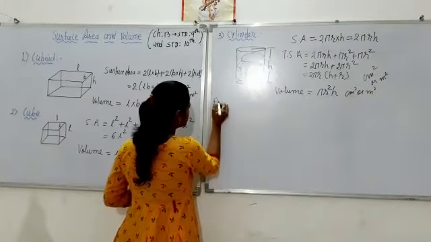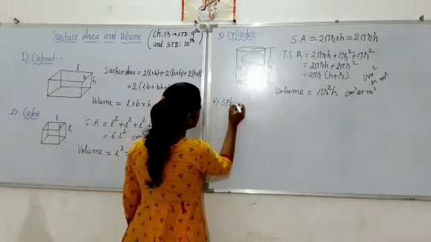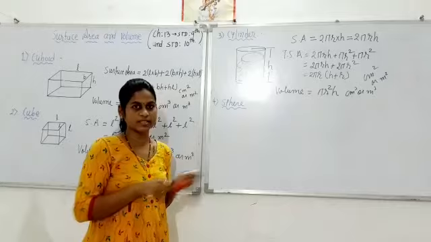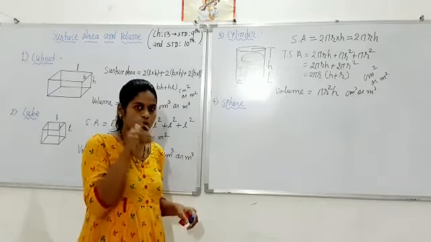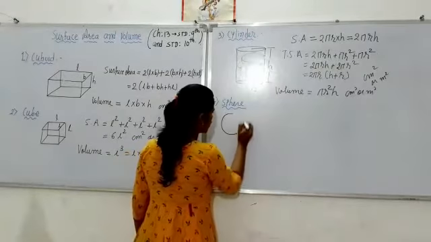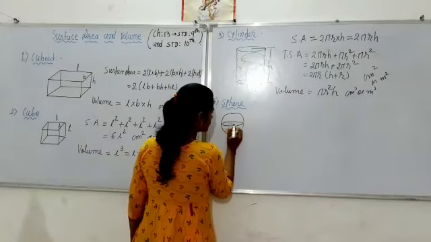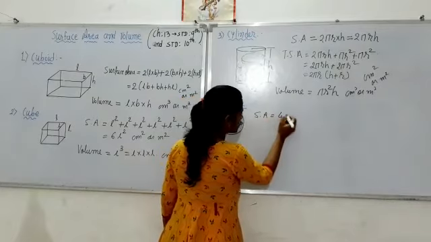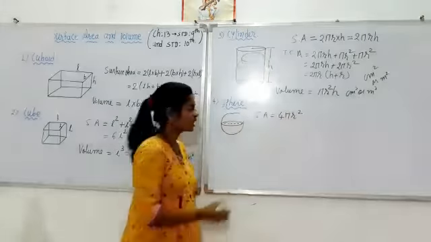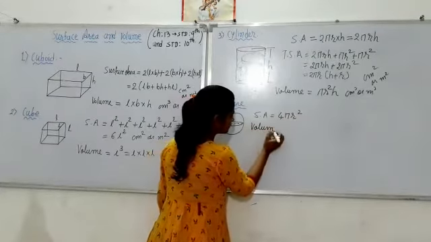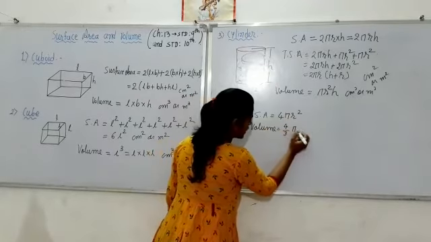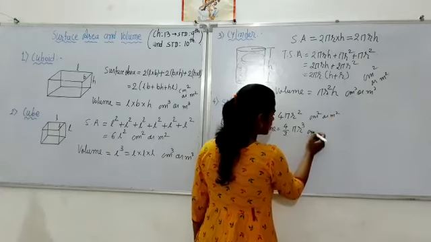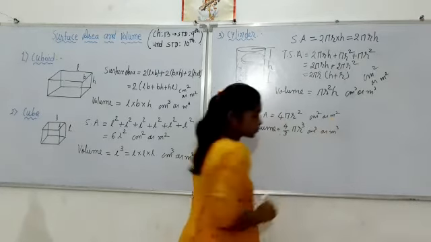The fourth shape is the sphere. Sphere means a ball or an orange. It is covered all around, so this is called a sphere, not hollow. So the surface area of a sphere is 4 pi r square and its volume is 4 by 3 pi r cube. The units are centimeter square or meter square, and centimeter cube or meter cube.